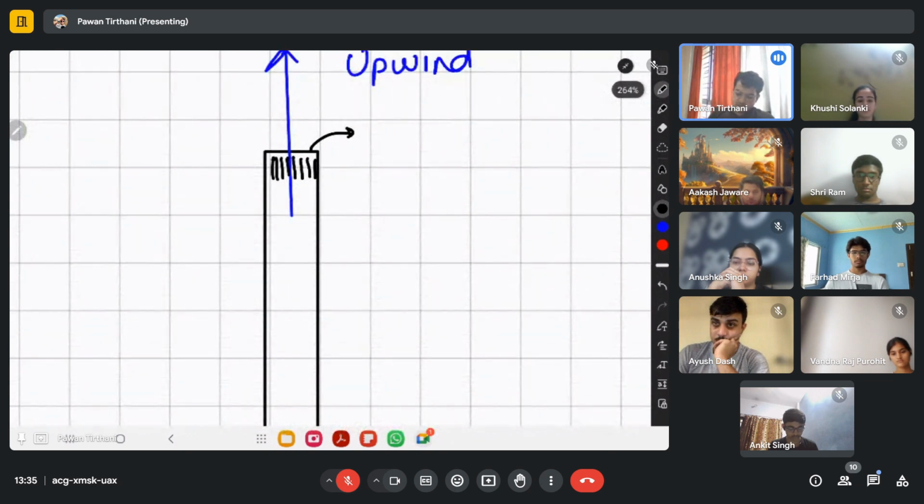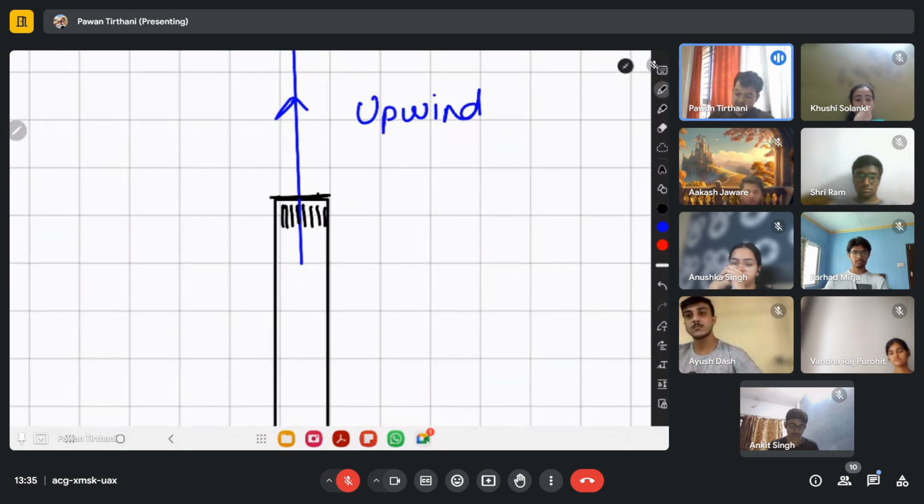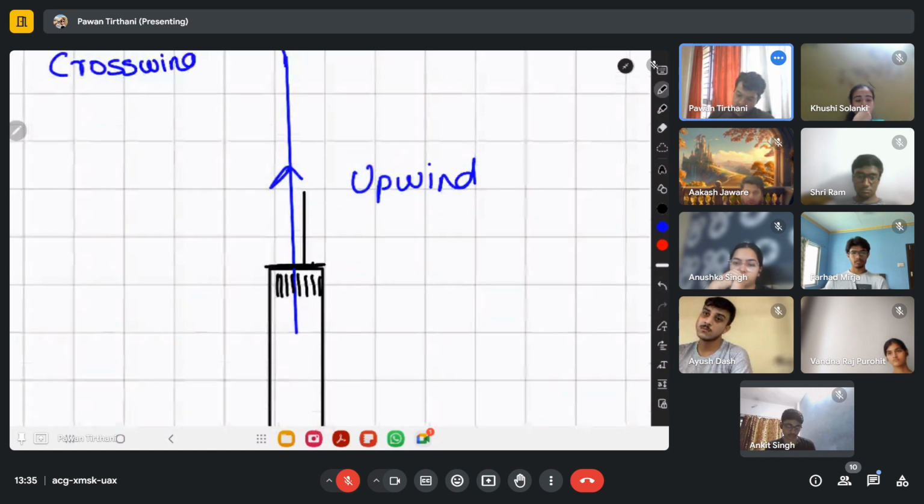इस रनवे थ्रेशोल्ड के इस पार मैंने एंटीनाज लगाए. कहाँ पे लगाए एंटीनाज? ऑन द अपविंड एंड ऑफ द रनवे. यहाँ से इधर, इससे 200 से 300 मीटर आगे गया ग्राउंड पे, और यहाँ पे मैंने एंटीनाज लगा दिए बहुत सारे, इस डायरेक्शन में फेस करते हैं.